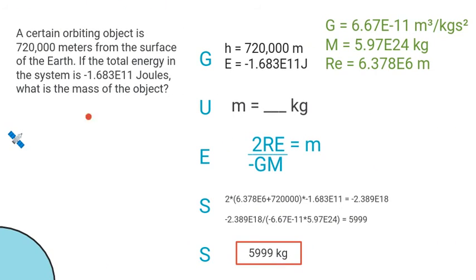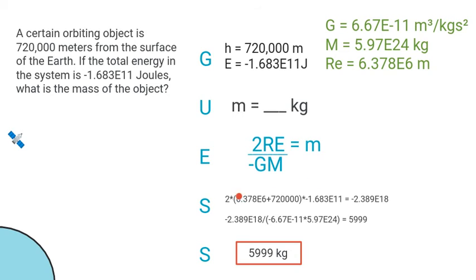So here's a practice problem to look at. We have an altitude of 720,000 meters and a total energy of negative 1.683 times 10 to the 11th joules. It's a lot of energy. Okay, so that's what we know from the problem. We also know some facts about the Earth right here. We're solving for mass in kilograms. We're going to use this little formula.